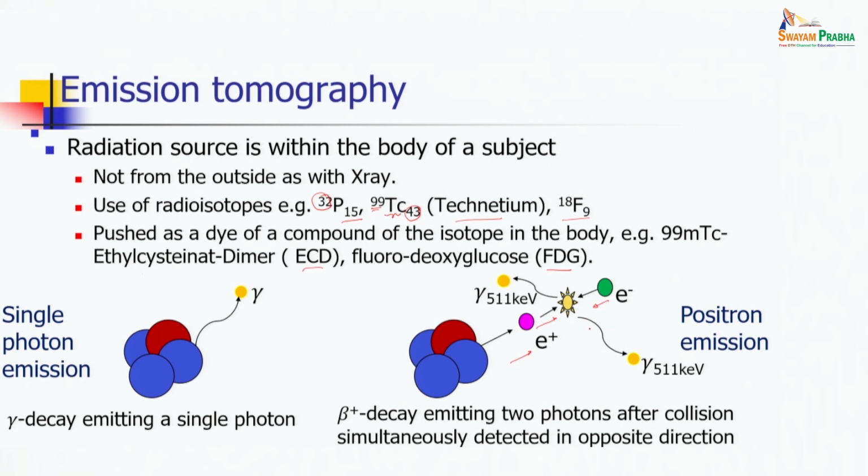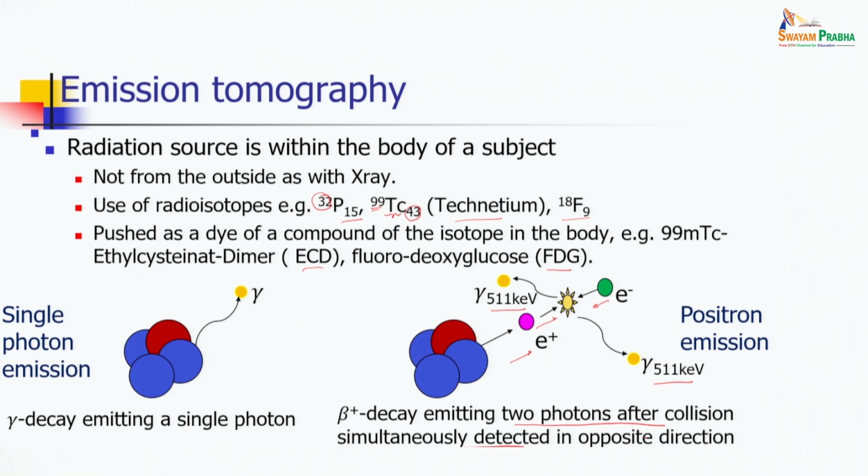So, this matter gets transformed into energy, and in this case two photons are emitted in opposite directions with equal energy, say 511 keV, because of these electrons. So, with this amount of energy, it is emitting two photons in opposite directions. This phenomenon is also very interesting: two photons after collision are simultaneously detected in opposite directions.